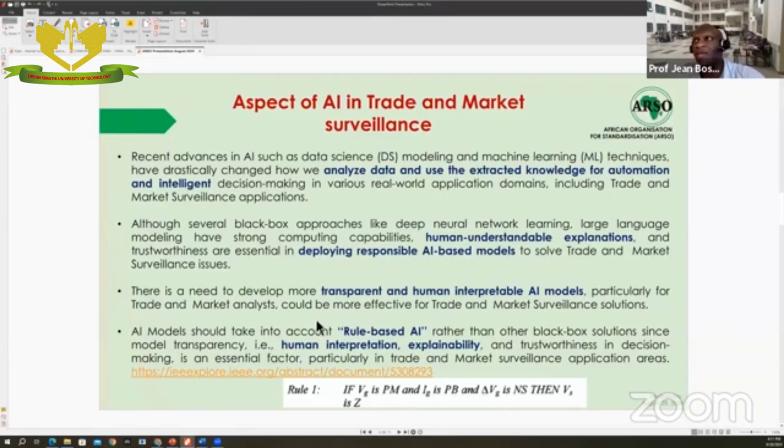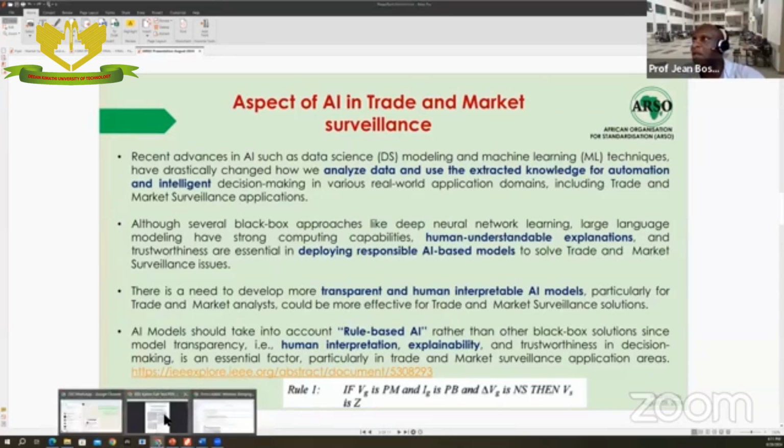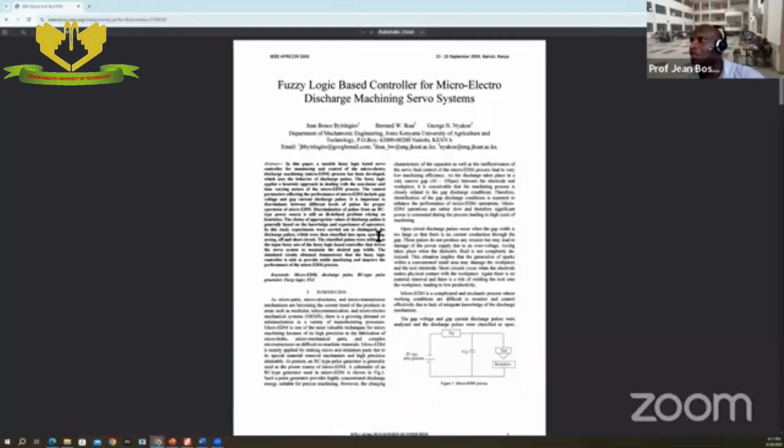In my publication some days back, you can check this publication. You can find it somewhere here. It was a conference, in IEEE. You can be able to find it here. You can check the fuzzy logic control. I was controlling this kind of machine at that time.